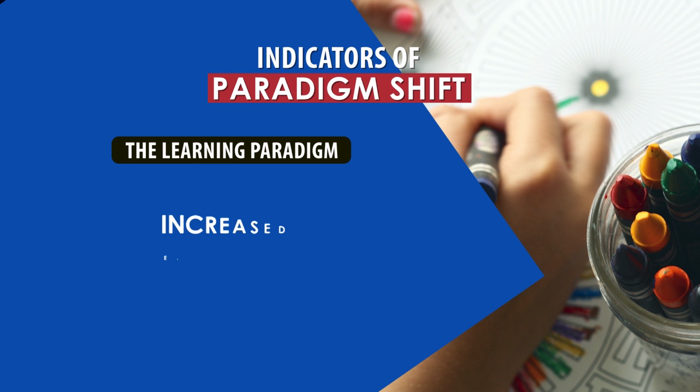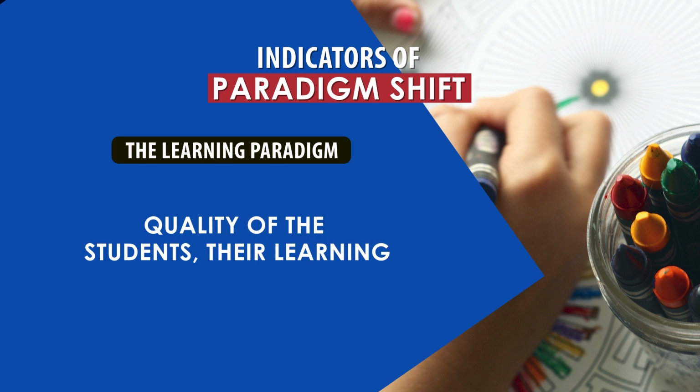In the learning paradigm, we talk about the increased efficiency of the student. He not only has the competence, he also can use that competency in converting ideas into products. We talk about the quality of students and their learning in the learning paradigm. Quality of the student is the most important thing. It is not the teacher who is to be considered, if the learning is not done and if the product is not good.